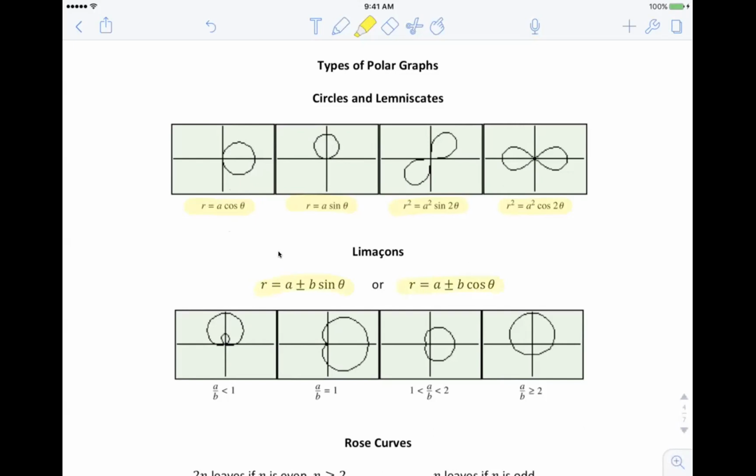And then there is one special type when you see that a over b is equal to 1, which means just a is equal to b. That one actually has a name too. That's a cardioid. So in some of your homework, it'll ask you the name of the graph. And so this is a good reference page for that.